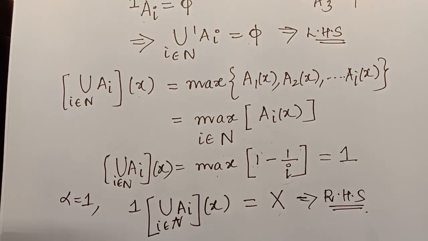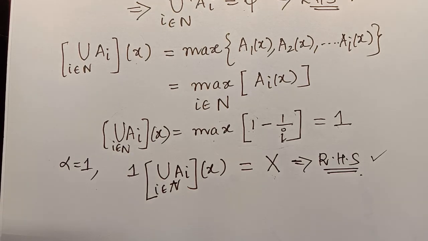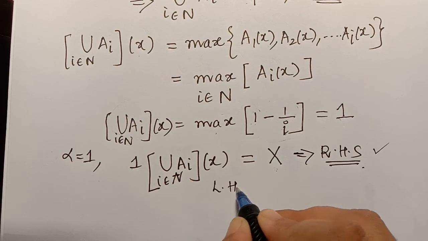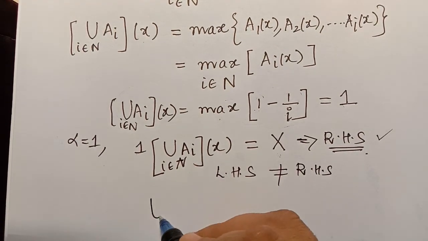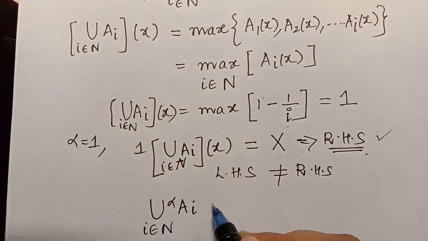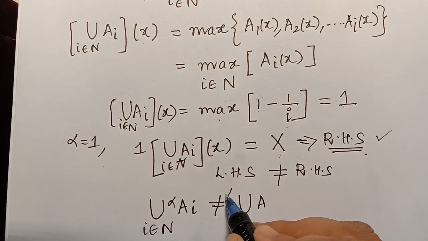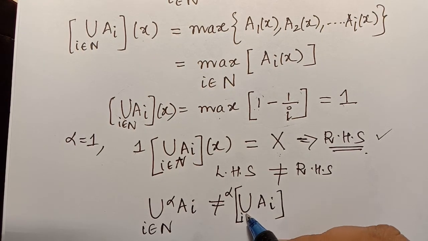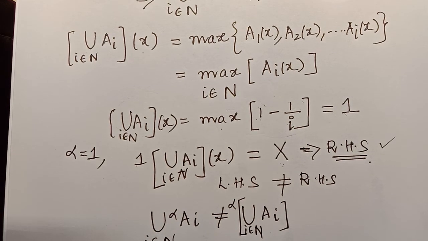So if we see the left hand side, we have obtained to be the null set, and the right hand side is the universal set X. So from this itself we can observe that the LHS is not equal to the RHS. Therefore the union of alpha cut of AI for I an element of capital N is not equal to alpha cut of union of AI for I an element of capital N. Hope you have understood this.